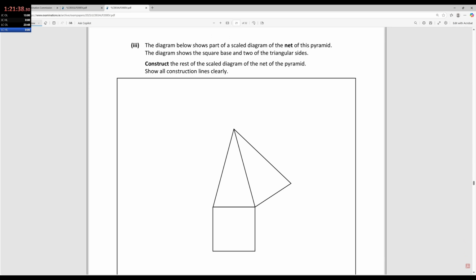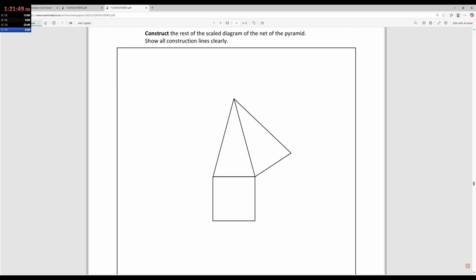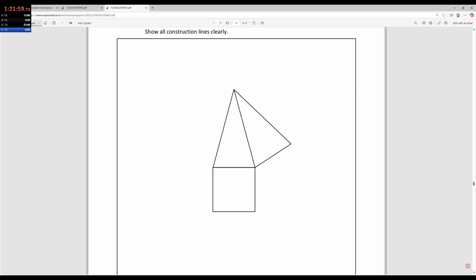The diagram below shows part of the scale diagram of the net of this pyramid. The diagram shows the square base and two of the triangular sides. Construct the rest of the scale diagram of the net of the pyramid. Show all construction lines. Wow. Okay, so if they're going to do construction lines, I'm going to be sneaky and do this one out here and then on this side as well, because that would be all four.